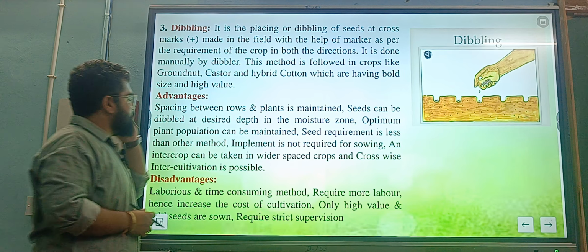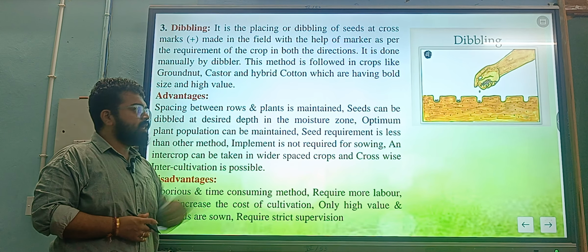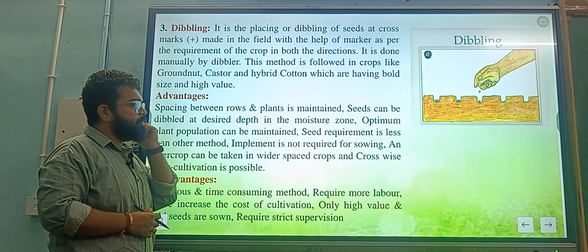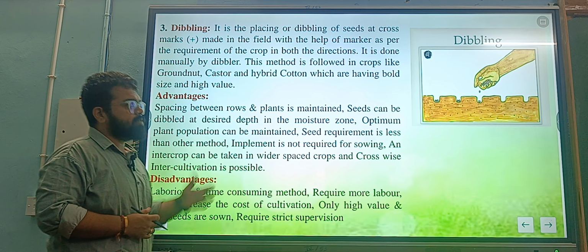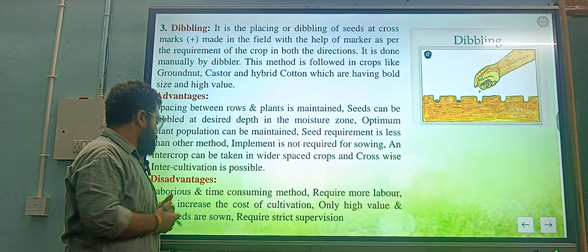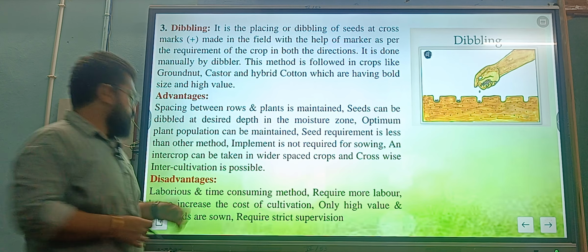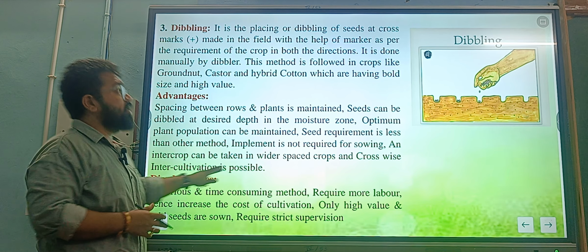The advantages are that spacing between the row and plant is maintained, seed can be dibbled at a desired depth, optimum plant population can be maintained, and the seed requirement is less as compared to other methods. The disadvantage is that it is labor and time consuming, requires more labor, hence increases the cost of cultivation.